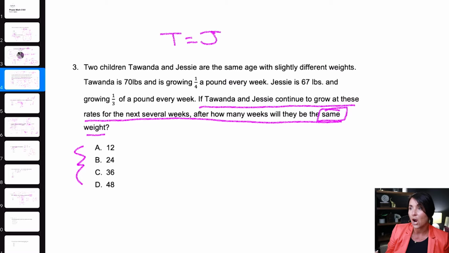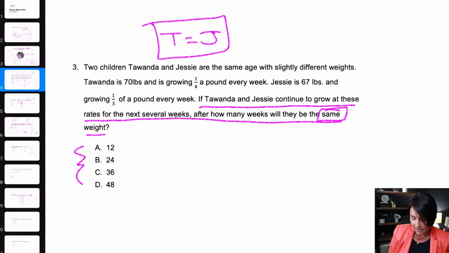Let's read the rest of the question. Two children, Tawanda and Jesse, are the same age with slightly different weights. Tawanda is 70 pounds and is growing 1/4 a pound a week. Jesse is 67 pounds and growing 1/3 of a pound a week. And then it says, if Tawanda and Jesse continue to grow at these rates for the next several weeks, when do they equal the same weight? After how many weeks? So again, we want Tawanda equals Jesse. That's all you have to do. You have to take the equation for Tawanda and the equation for Jesse and set them equal. So let's do that now.